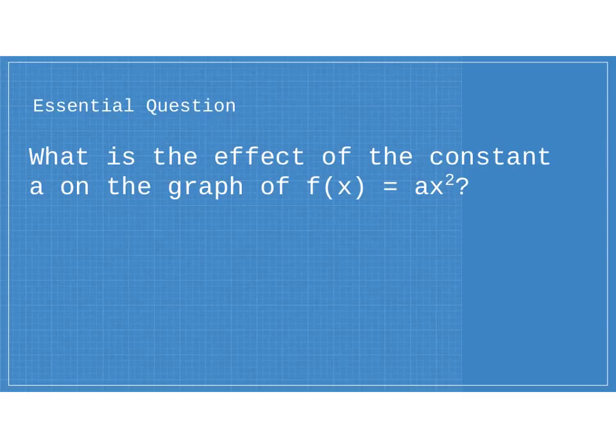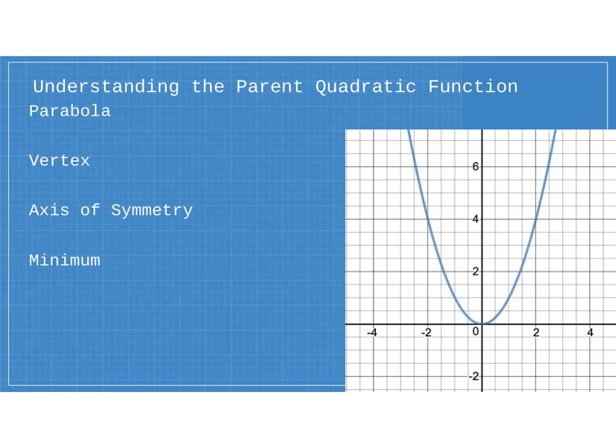So our essential question is, what is the effect of the constant a on the graph f of x equals a x squared? So we're looking at that a. What is that impact when we change that a value?